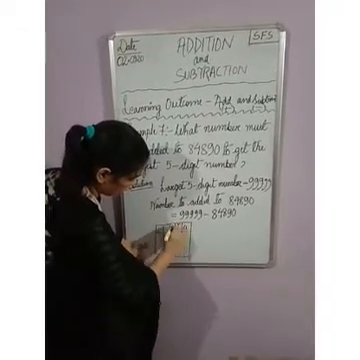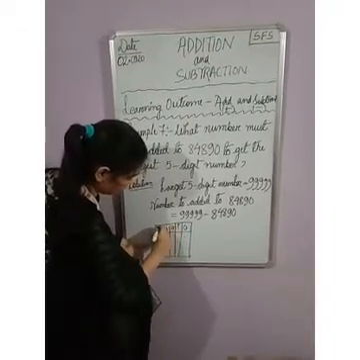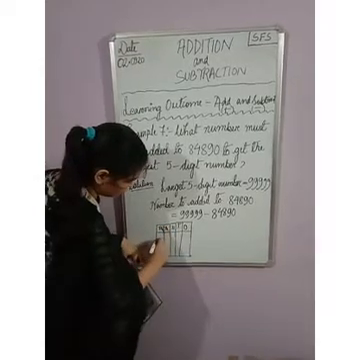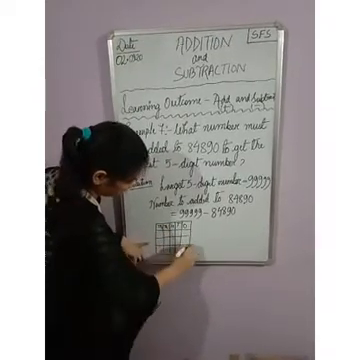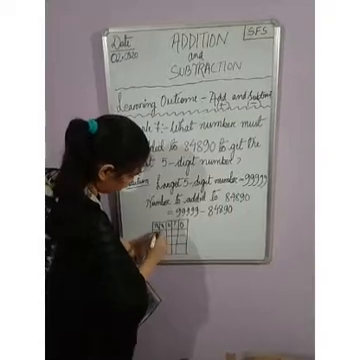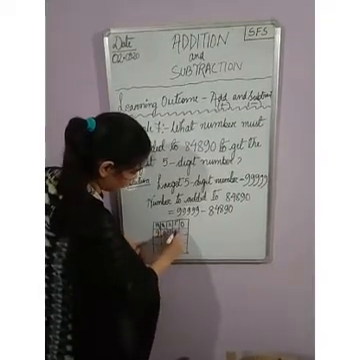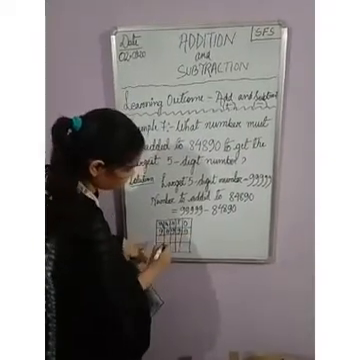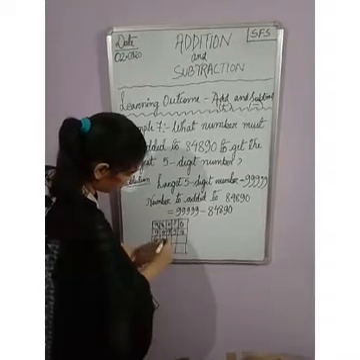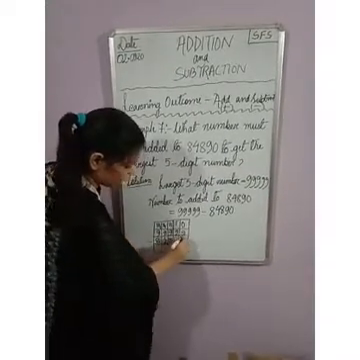Ones, tens, hundreds, thousands and 10,000. Okay, so what is the number? 99,000 is a bigger number, it will come up. And what is another number? 84,890. So I'll subtract the number.